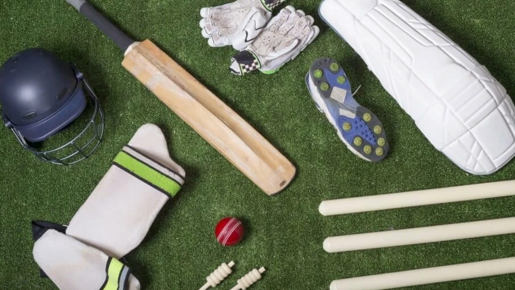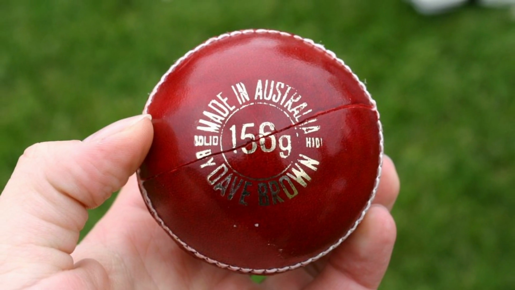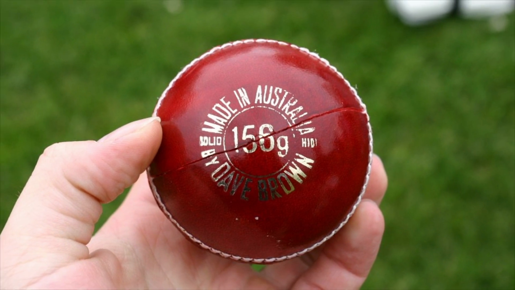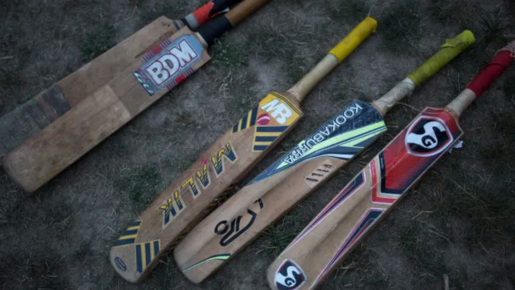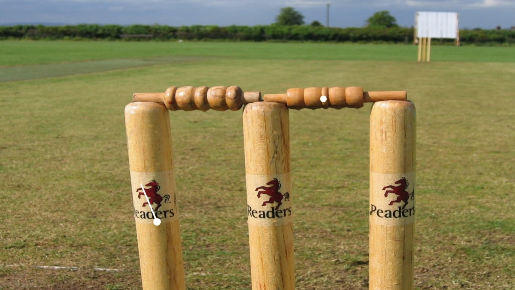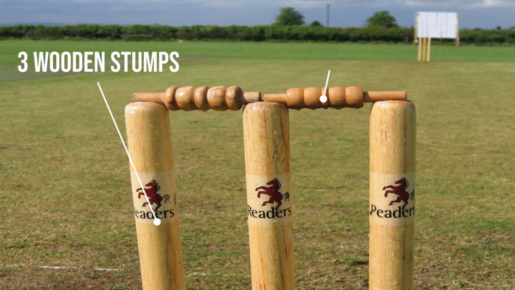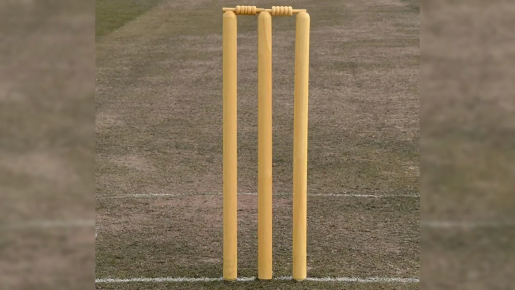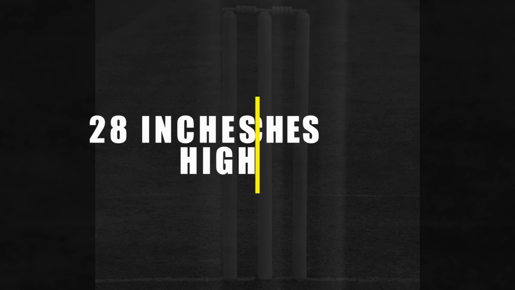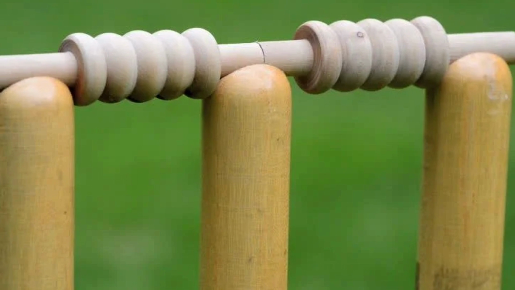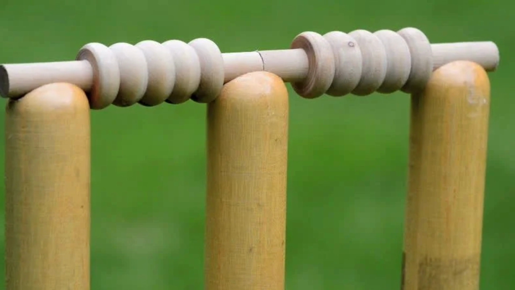Let's start with the equipment. You will need a cricket ball, which is hard and covered in leather, and a cricket bat, which is flat on one side and humped on the other. You will also need 3 wooden stumps and 2 wooden bails for each wicket. The stumps are vertical posts that are 28 inches high and 9 inches wide, and the bails are small pieces of wood that sit on top of the stumps.